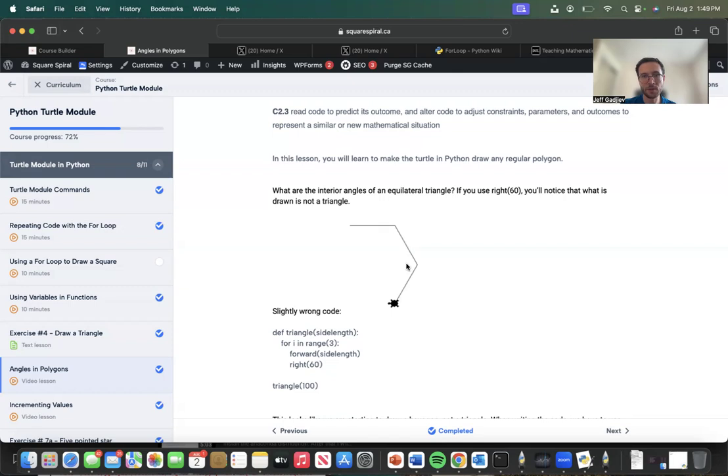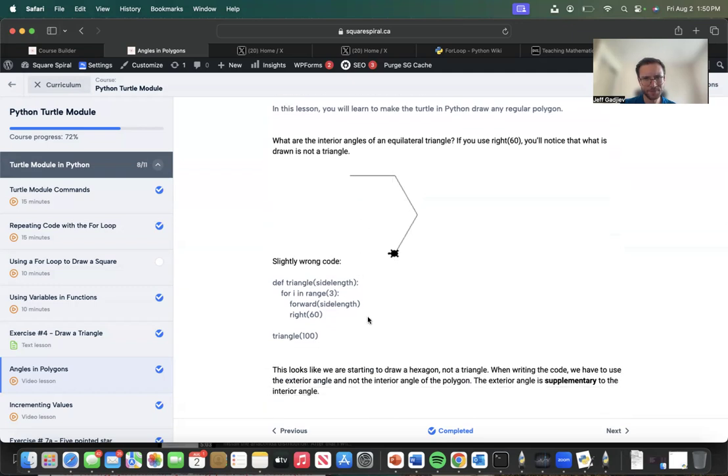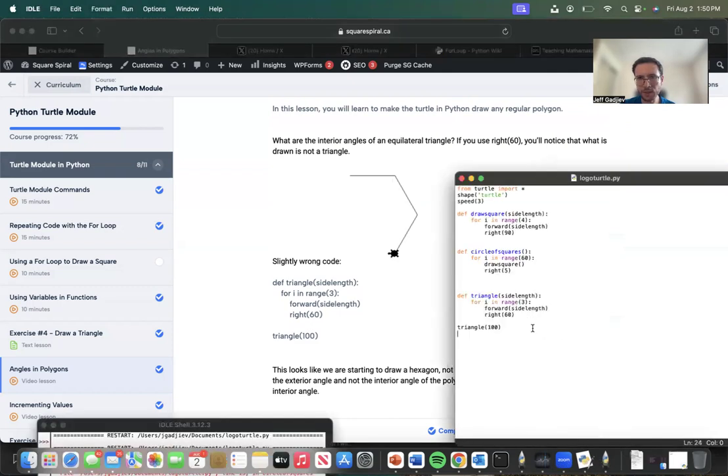So you might have noticed that what is actually drawn is something like this. So here we have code that is not exactly correct. And so let's run this code and see what it does.